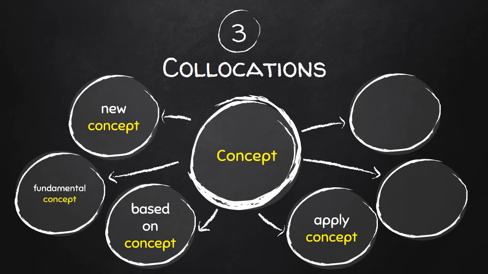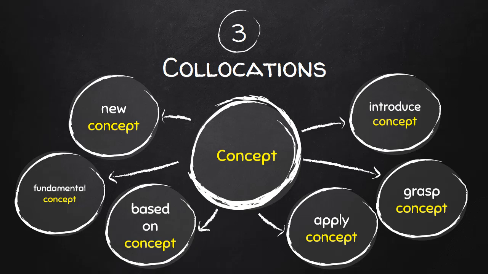Following that, apply a concept. Instead of use a concept, we can use a better word and say apply a concept. We can apply the concept of this to that. Apply a concept. And next, to grasp a concept. Instead of to understand a concept, you can say to grasp a concept. Grasp means with your hands to grab and hold something, but in this case, you're understanding the concept.